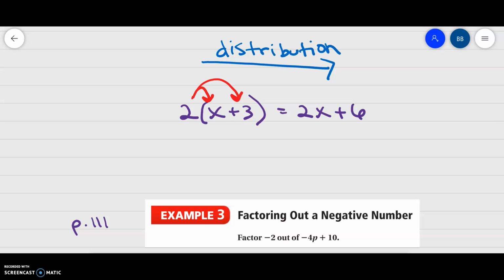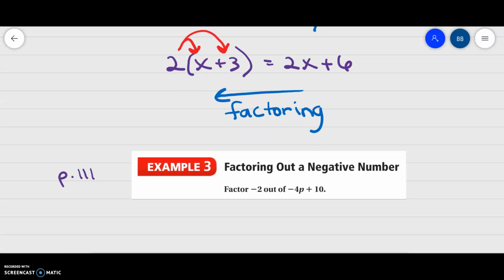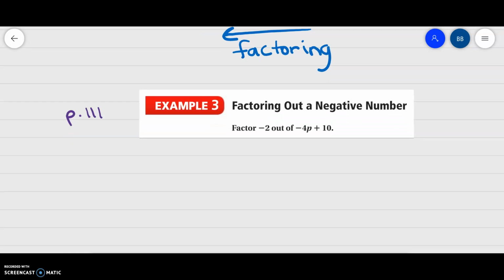Now, all we're doing is we're going the other way, or you can think about it as undoing distribution. So we're starting with the 2x plus 6, and we're factoring out, in this case, it was the greatest common factor, but we're going to work on factoring out negative numbers now. But when we go the opposite way, it's called factoring. All right, so that's just a quick review. So now let's talk about factoring out negative numbers.